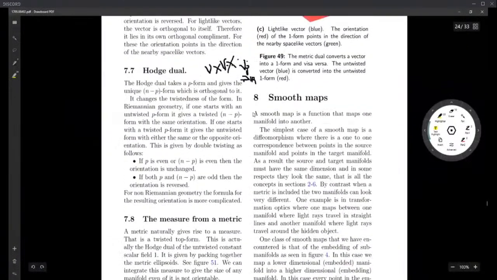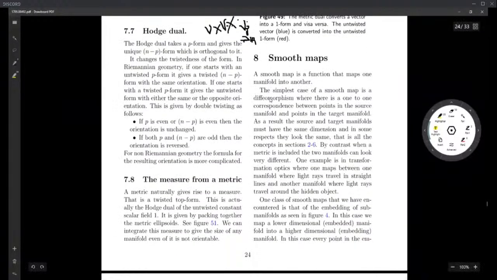Right, so what is a smooth map? It's just a function that maps one manifold to another. The simplest case, which Chinmaya had also mentioned earlier, is what is called a diffeomorphism. Whenever you see a fancy term, the first step is to break it down. You see two words here: diffeo and morphism. I really don't know what diffeo means, but whenever I see morphism, I know it's a map or a function where one or many particular structures are preserved.